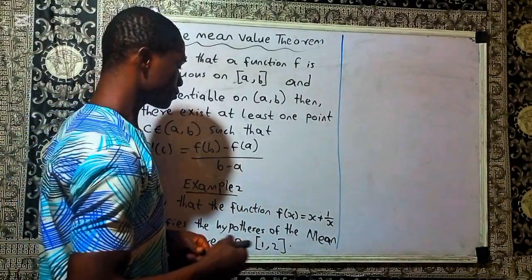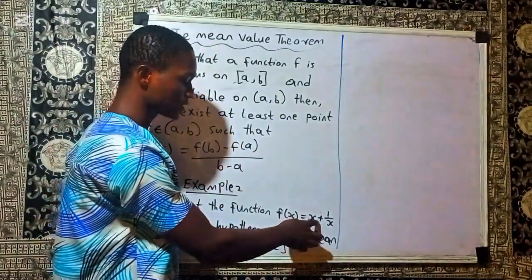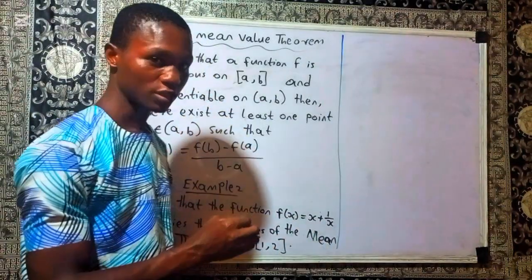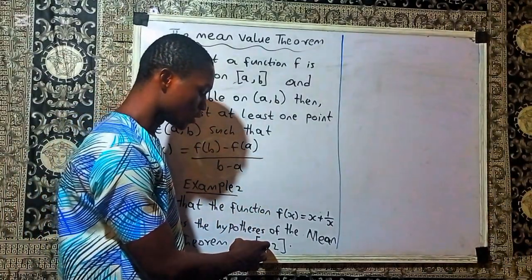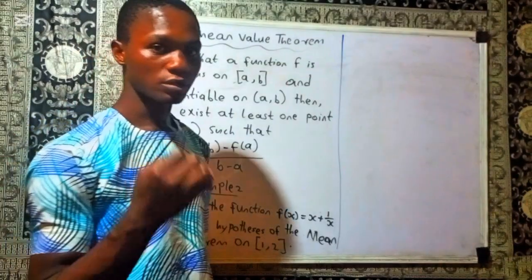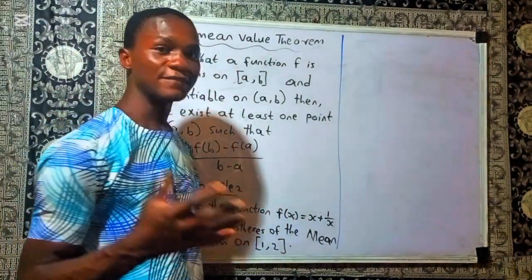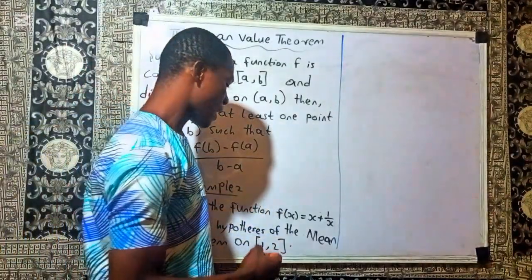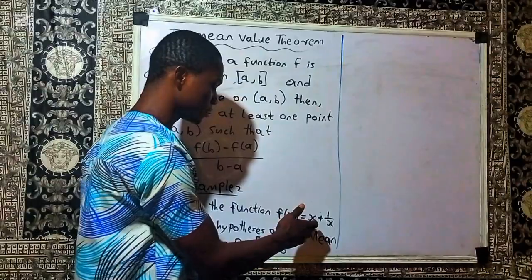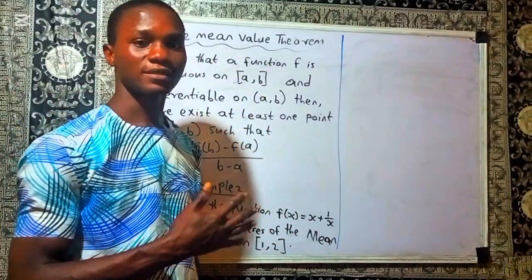So now look at the function you have. We have x plus 1 over x. Now looking at this function, any number you pick from 1 to 2 and substitute for x, you will always get what? Real numbers. You will not get infinity or an undefined expression. And because of that, this function is clearly continuous on this closed and bounded interval. So let's make that statement.